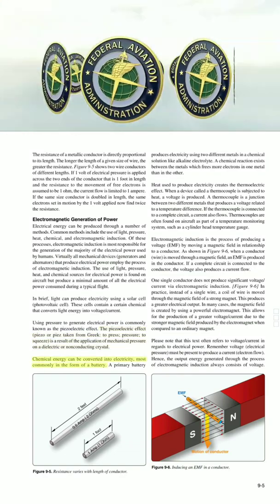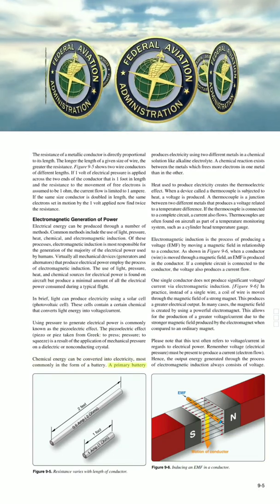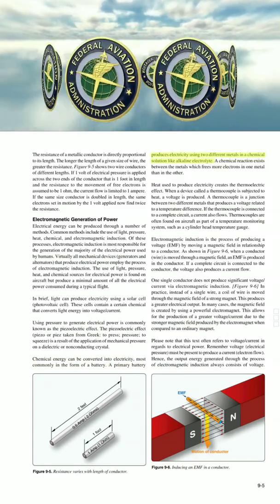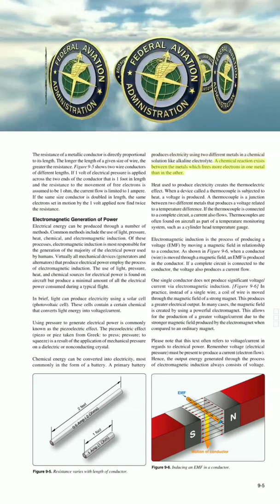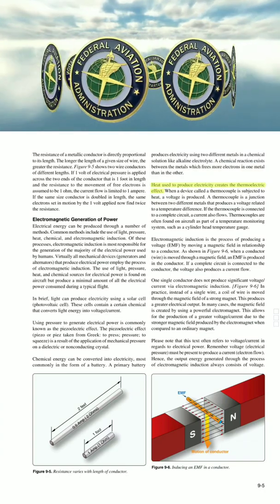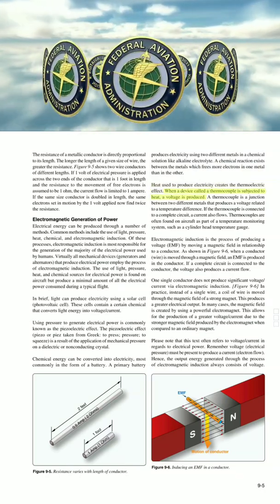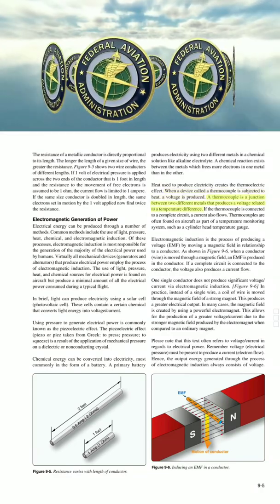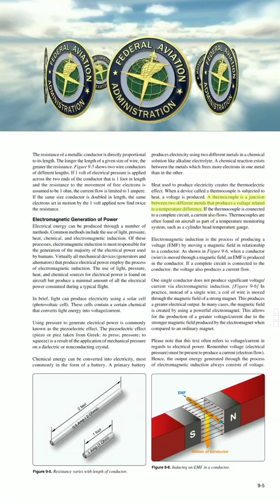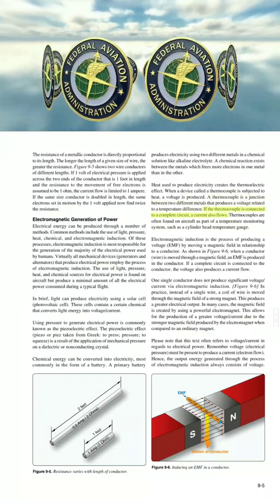Chemical energy can be converted into electricity, most commonly in the form of a battery. A primary battery produces electricity using two different metals in a chemical solution like alkaline electrolyte. A chemical reaction exists between the metals which frees more electrons in one metal than in the other. Heat used to produce electricity creates the thermoelectric effect. When a device called a thermocouple is subjected to heat, a voltage is produced. A thermocouple is a junction between two different metals that produces a voltage related to a temperature difference. If the thermocouple is connected to a complete circuit, a current also flows.